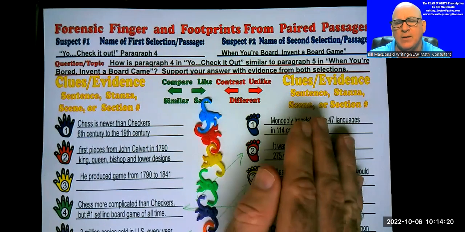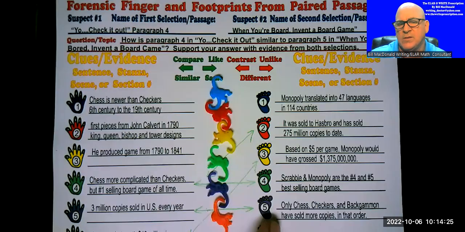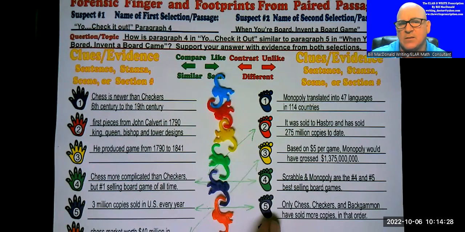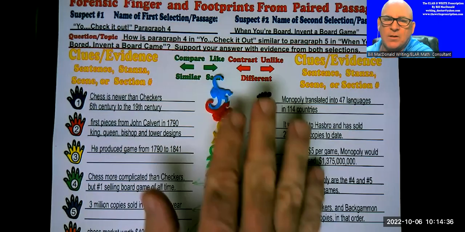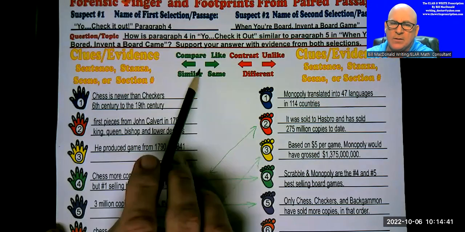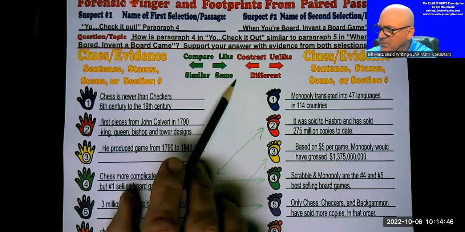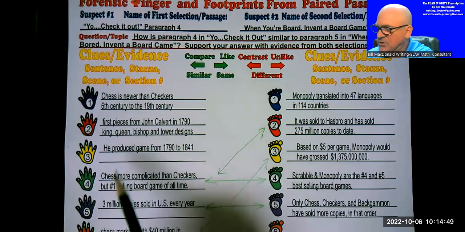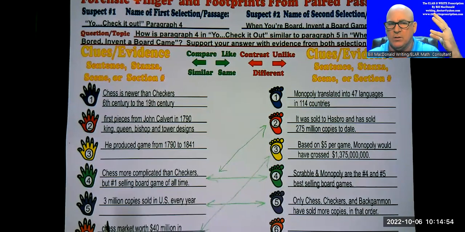So there's all the monkeys that you have. Basically, you'll be dividing it up into 6 sections, stanzas, scenes, or sentences. Notice they all just happen to start with an S. Because of similar, we're going to use the word compare, like, similar, same. So what I did was I divided paragraph 4 into 6 sections that had different ideas, different concepts as we moved along.